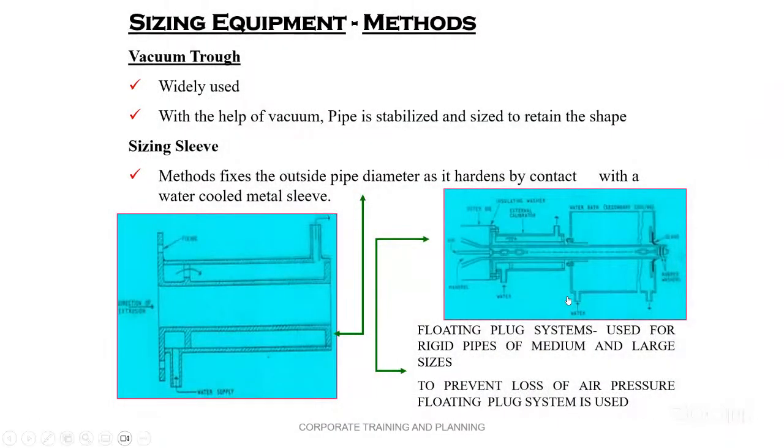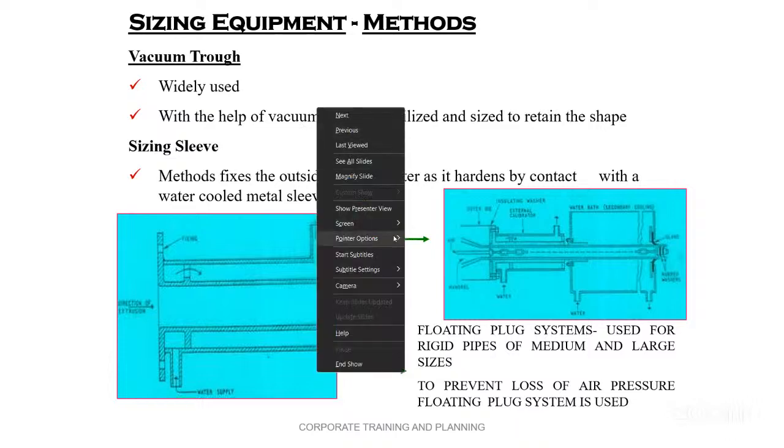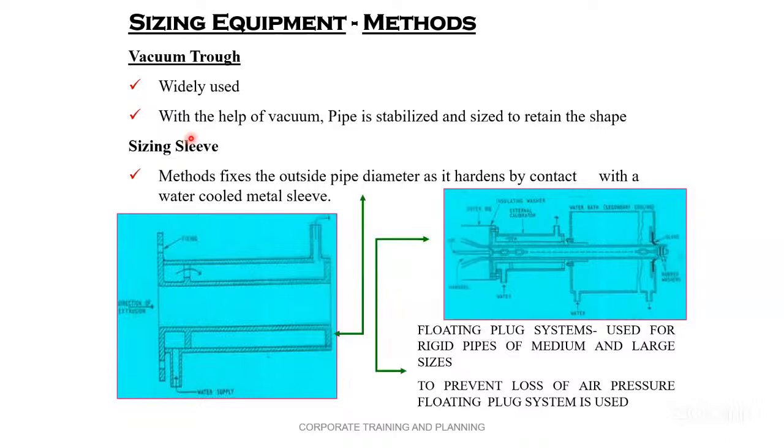Now, sizing equipment, friend. I told you while manufacturing the pipe, there are 4 techniques. One is the vacuum trap technique that we have seen in many videos. Vacuum trap, exposure to the atmospheric pressure. It is widely used in the market, friend. With the help of vacuum, the pipe is stabilized and sized to retain the shape.